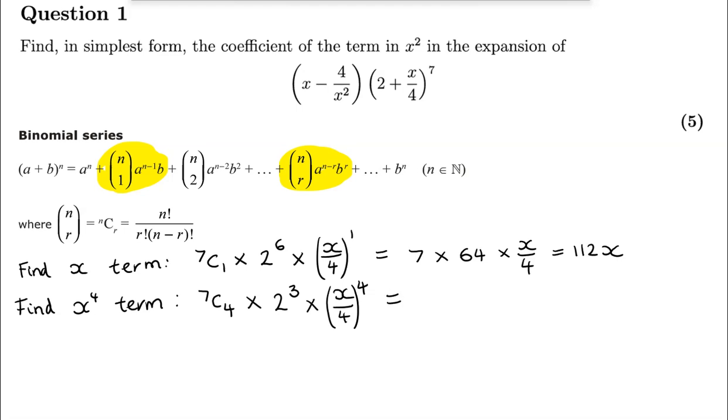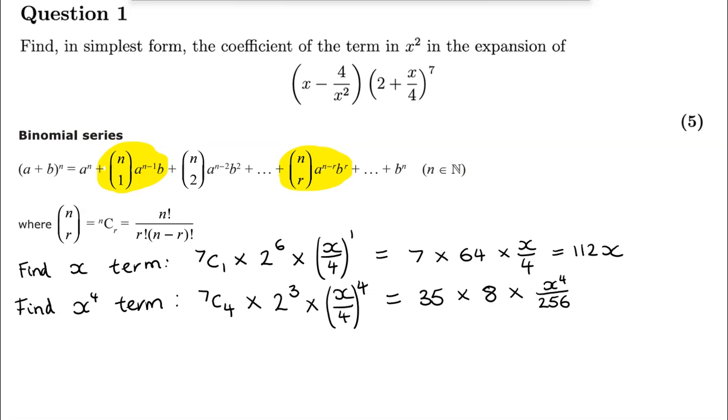So 7 choose 4, you can use your calculator for this, you get 35. 2 to the power of 3 is 8. And be really careful with this bit. This is a common mistake I see people make all the time. When you do x over 4 to the power of 4, make sure you do your denominator to the power of 4 when you're working out that fraction.